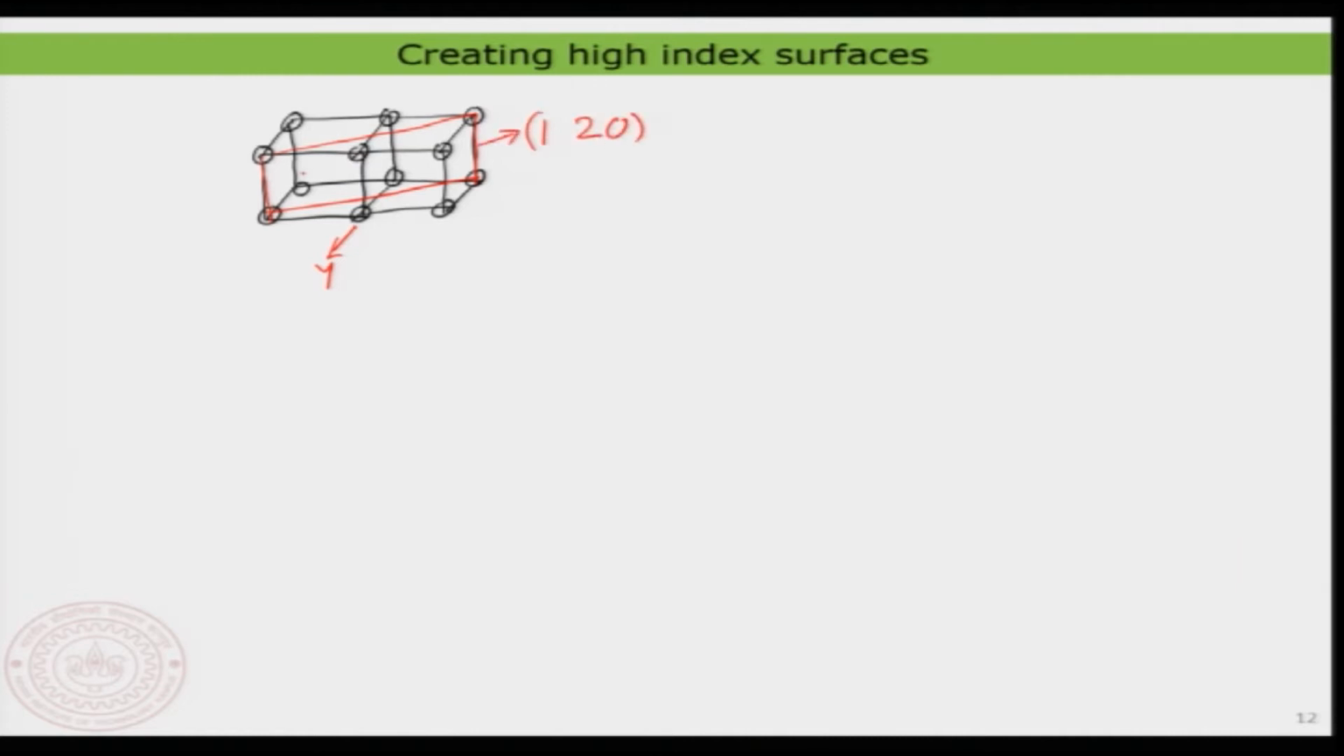Of course, this is not a very high index surface, but just for understanding how to do this practically, I have shown this. One can actually create, as you will see in the slides, much higher index surfaces. Now, let us do this. Just take those corner atoms. We can go back and take the corner atoms. Now the interesting thing is that the corner atoms are much farther apart compared to the ones we created in the last class, that means the low index surface.